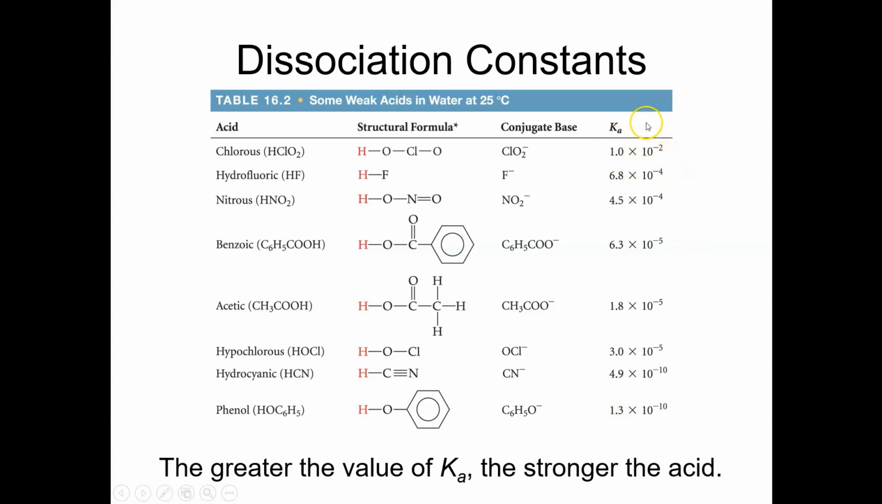And so the higher the Ka, the stronger the acid. The smaller the Ka, the weaker the acid. So you can see that weak acids span actually a very large territory when it comes to values for Ka. And so these are stronger because their Ka values are larger. These are weaker because their Ka values are smaller.